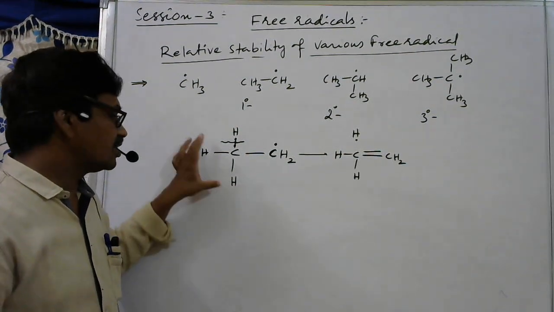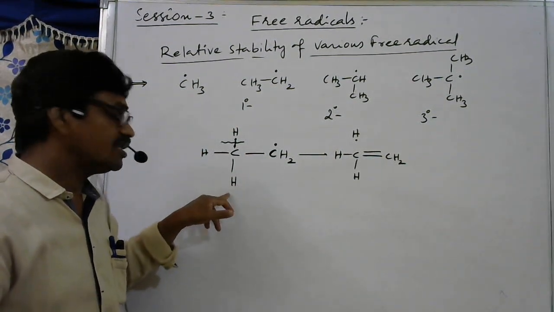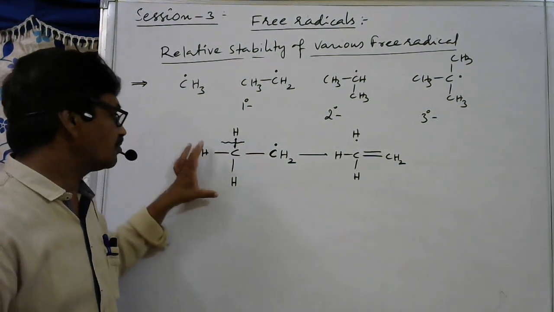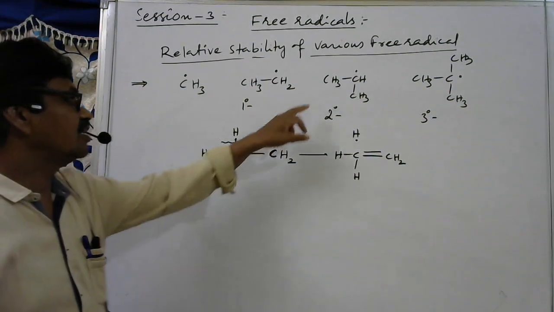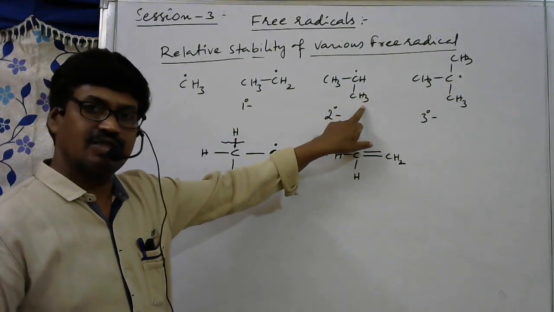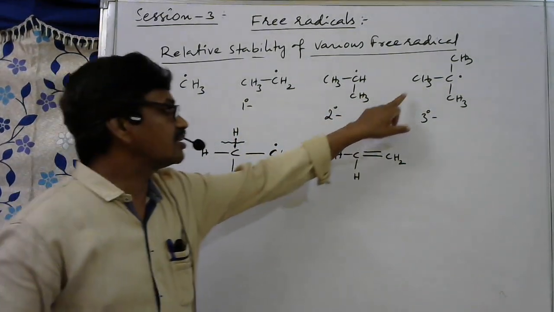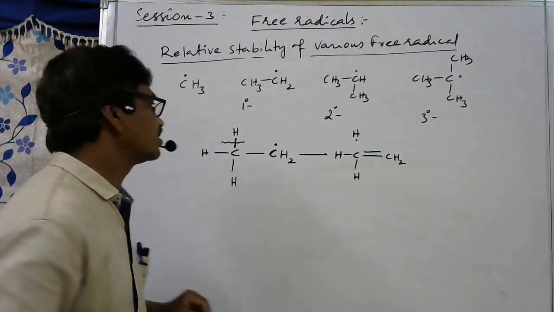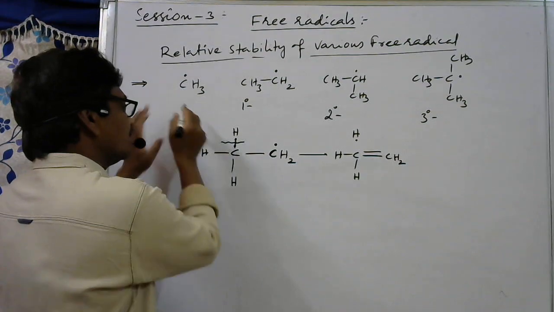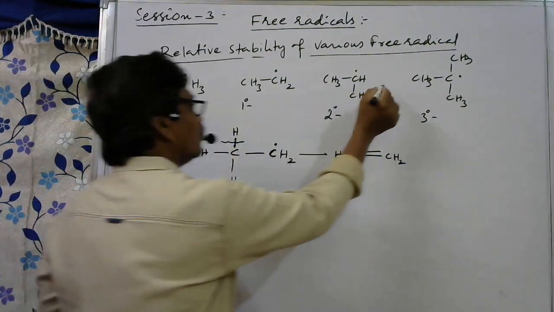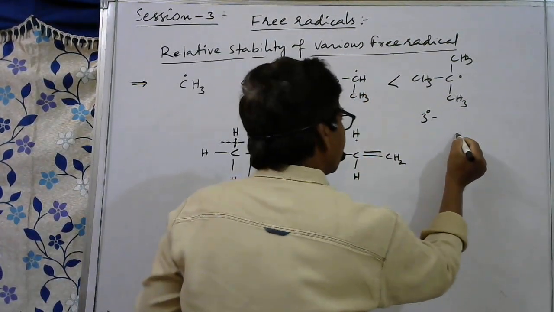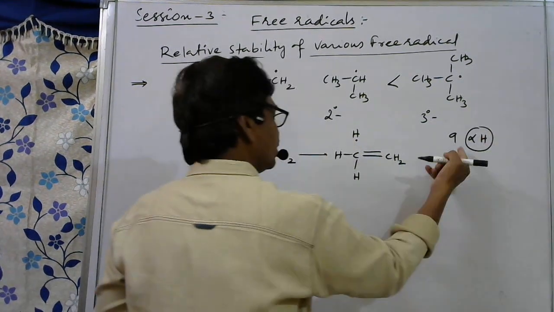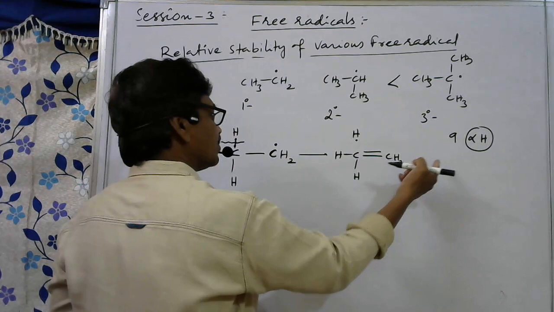So total 3 alpha hydrogens are present, so 3 no bond resonance or 3 hyperconjugated resonance forms are possible. Here like this, here 3, here also 3, total 6 alpha hydrogens. Here 3 plus 3 plus 3, total 9 alpha hydrogens. So here no alpha hydrogens. In this way, this is more stable because of 9 alpha hydrogens, because 9 no bond resonance we can expect.